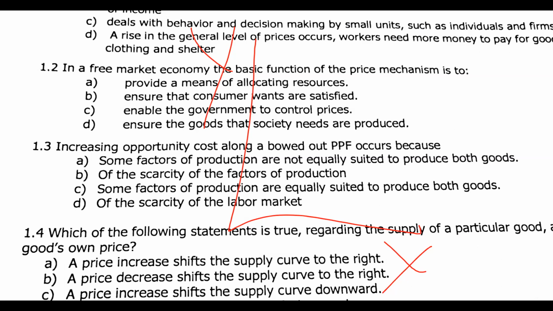The keyword is equally suited. They can be used to some degree, but equally suited, whereby the contribution of this input is exactly equal to the contribution of the other. So because of lack of equality, because some of the factors of production are not equally suited to produce both goods, good X and Y, that is why we have increasing opportunity cost along the PPF. That's why it occurs, in short. Is that fair? Fair enough, sir.